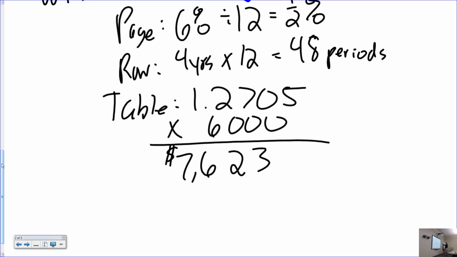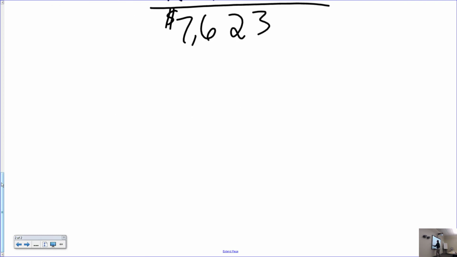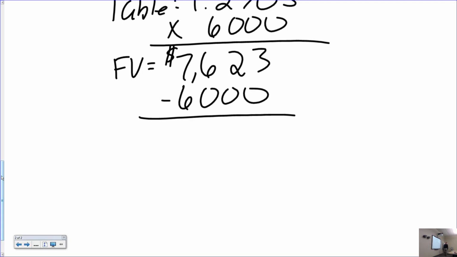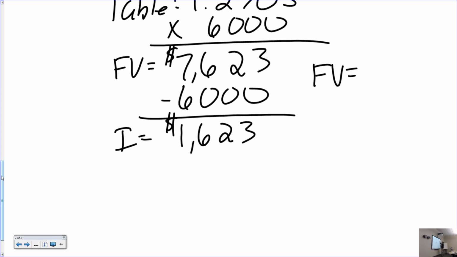Okay, good. Remember that when you use the table, what you're generating is the future value. I asked for the interest. You have to subtract off the principal in order to do that. Since I made the number nice, it's not too bad. How much interest did we earn over those 4 years? $1,623.